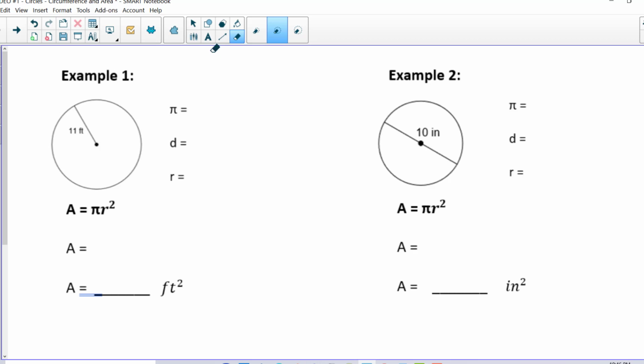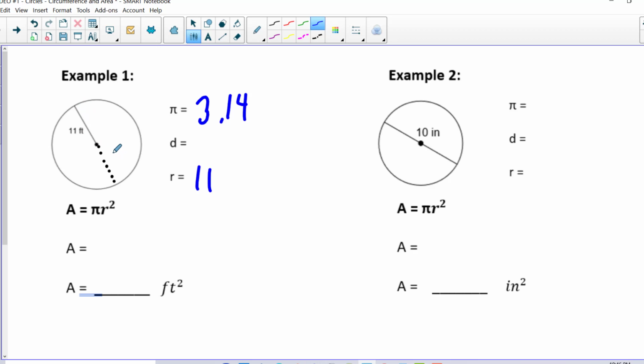Here we have, let's identify our parts again, right? So pi is going to be 3.14. Our diameter, now they didn't give us the diameter in this one, they gave us the radius, which was 11. But how do I find the diameter? Remember, that's all the way across. So if I extended, this is going to be the radius as well. So if this half is 11, what's this half? Also 11. So then what would be all the way across? 22, right?